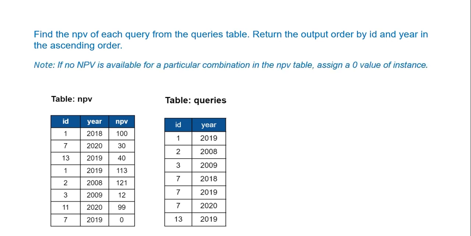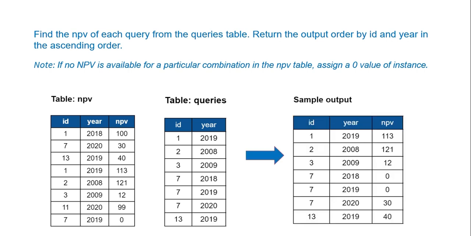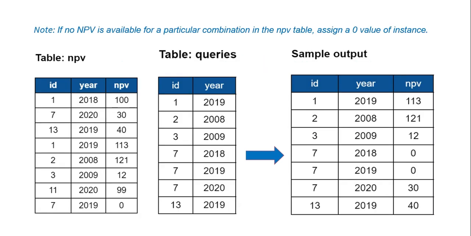It is also important to note that if no NPV is available for a particular combination in the NPV table, you have to assign a zero value for that. So this is how your sample output looks. We have three columns: ID, year and NPV, as we wanted to find the NPV of each query from the queries table. So let's see how this output is derived.